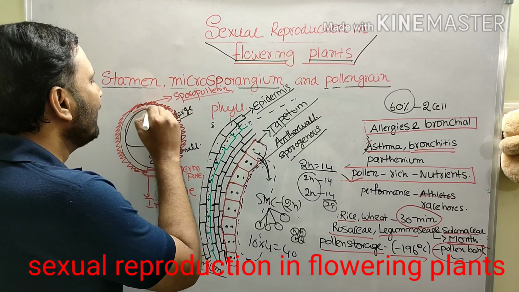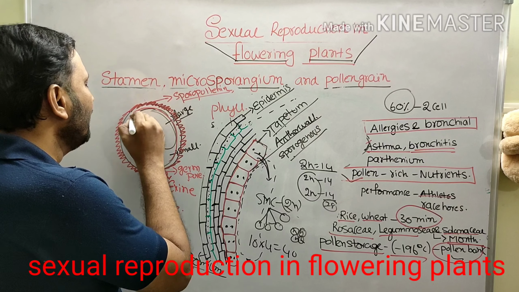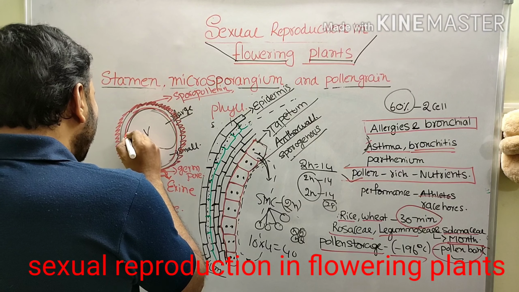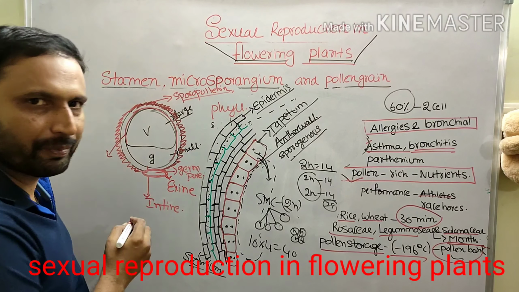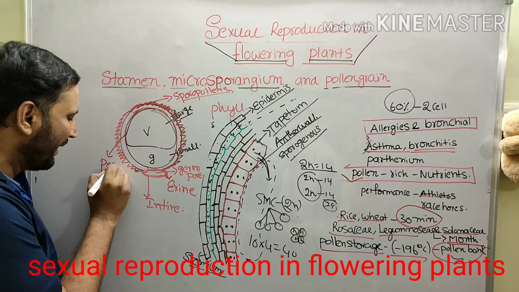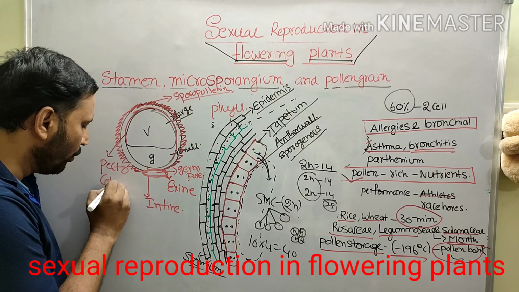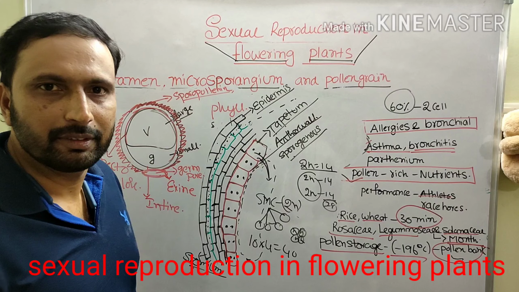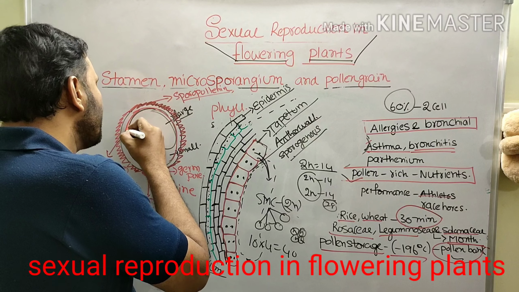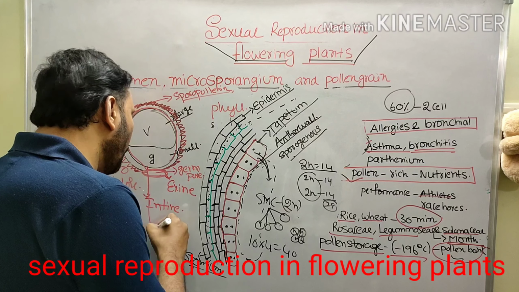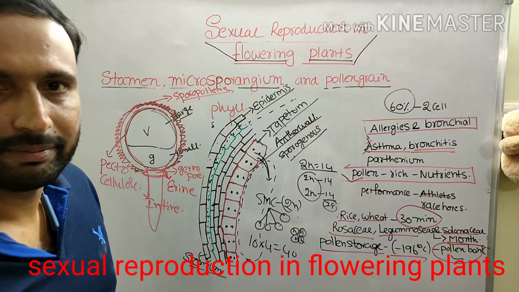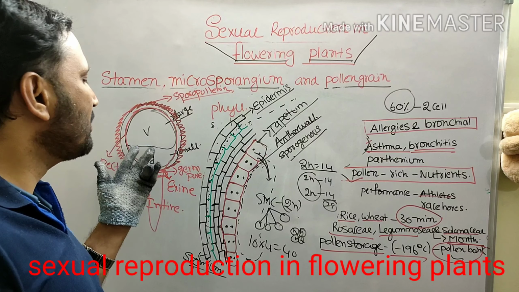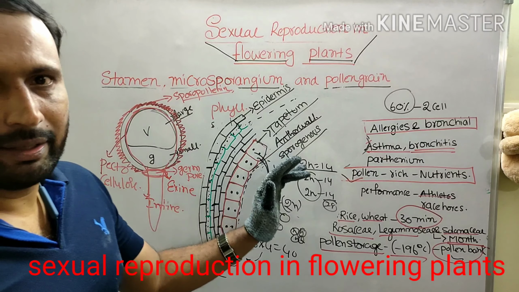The inner layer, intine, is made up of pectocellulose. It is thick. This intine comes out through the germ pore. Okay, so in this 2-cell stage pollen grains are liberated.